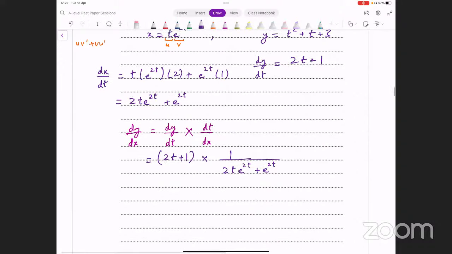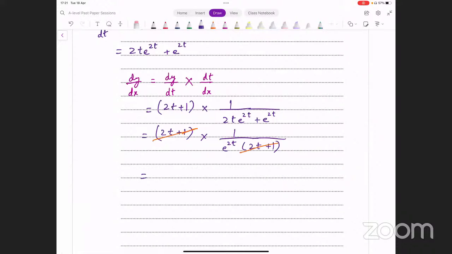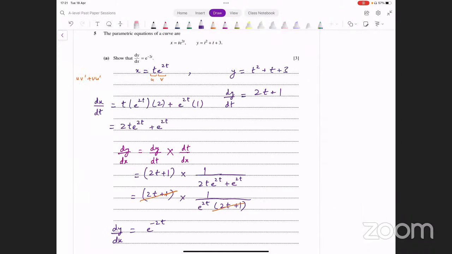Now, how do you simplify this? If you notice, in the denominator, we can take e raised to power 2t as common. And if we do that, we are going to be left with 2t plus 1 inside the brackets. And now 2t plus 1 and 2t plus 1 get cancelled. Denominator में e power 2t आ रहा है, जब वो numerator में जाएगा, power negative हो जाएगी, and we get e raised to power minus 2t from there. And that is what we had to prove. dy over dx turns out to be e raised to power minus 2t. ठीक है? ये आपको evaluate करना था. That was part A of this question.